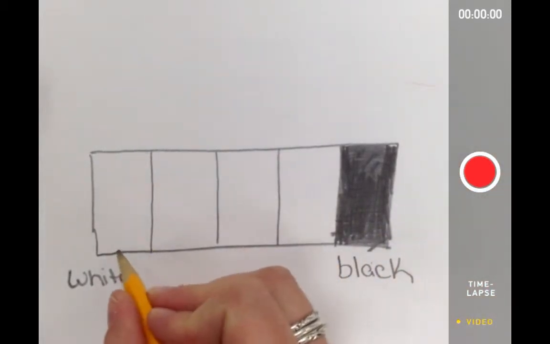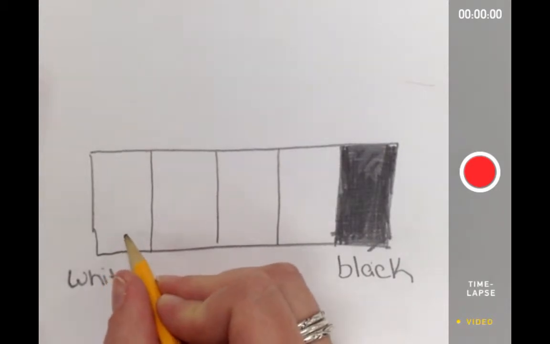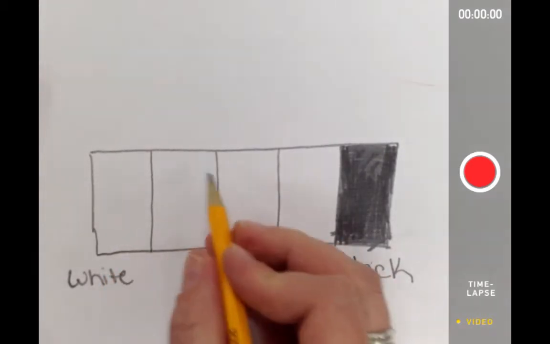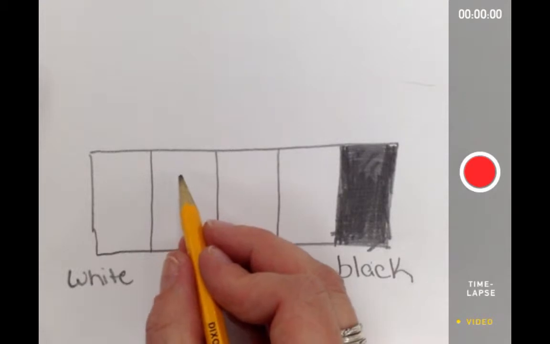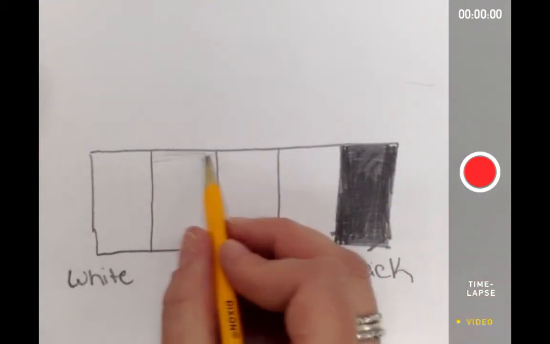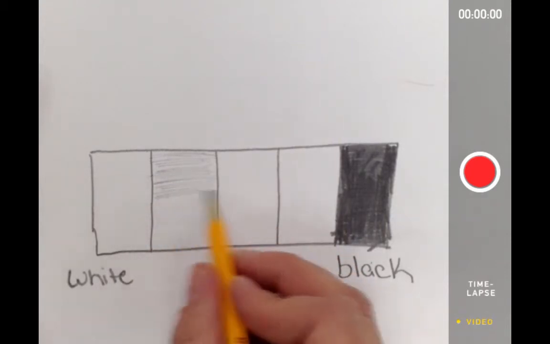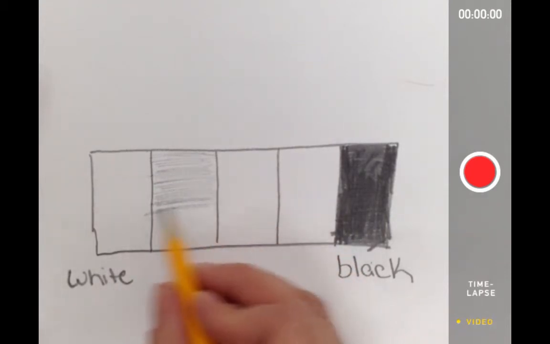Now I'm going to go over to the other end, but I don't need to color in anything in the white area because that's white. I'm going to go to the second box. I want that to be a light gray because we're going to gradually get darker. So I'm going to color this one in light gray by barely touching the paper.